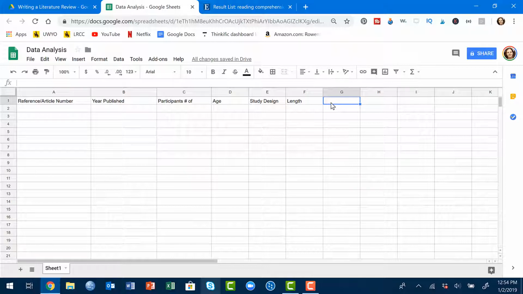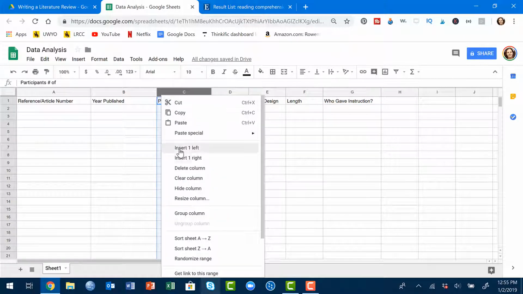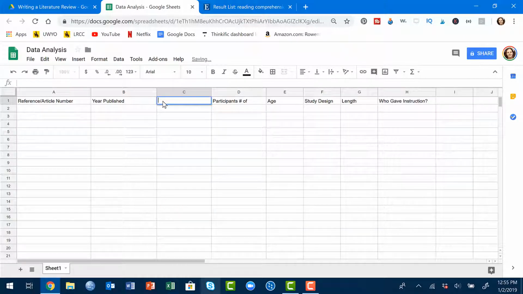Did the researcher, because sometimes the researcher comes in and gives the instruction, and sometimes the teacher is trained and does it. So, and that matters to me, okay? So I'm just going to put that down as one of the columns, who gave the instruction. And the other thing that I'm realizing, of course, that I have left out here is the research questions.